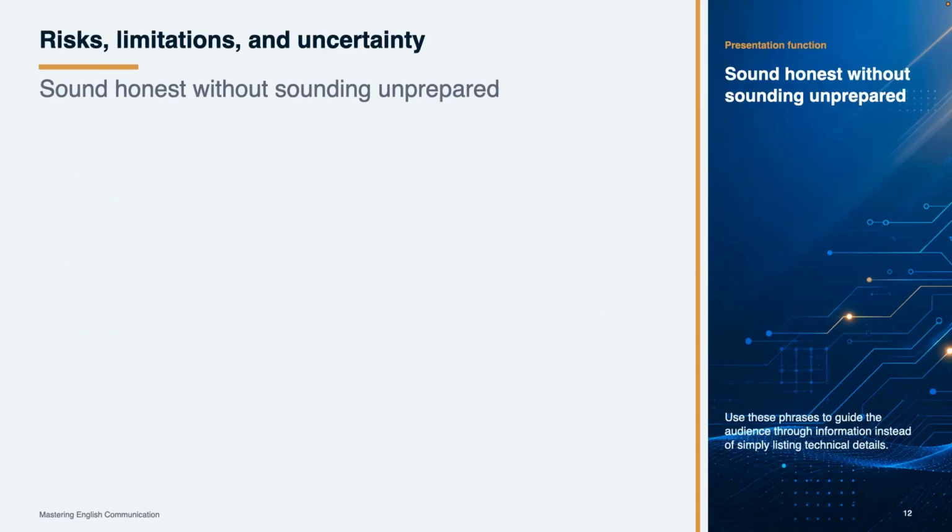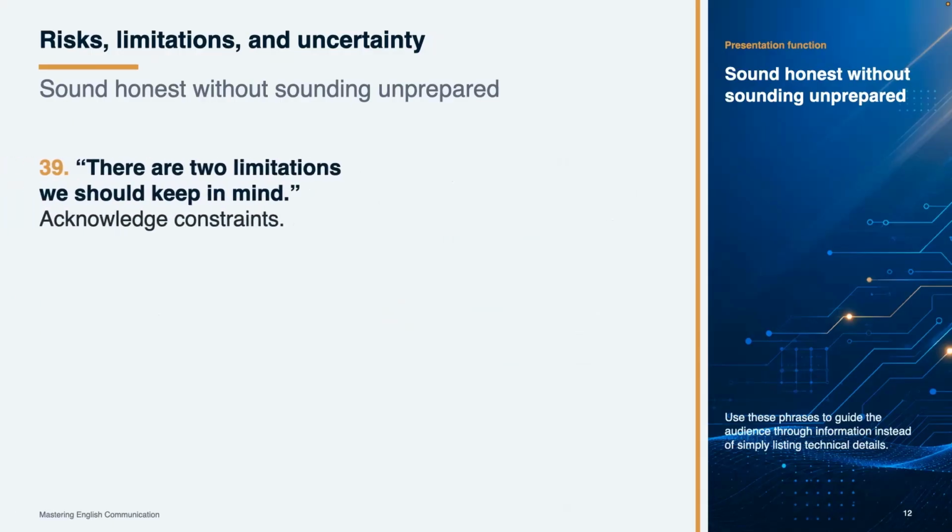Next, we have risks, limitations, and uncertainty. This is where you sound honest without sounding unprepared. There are two limitations we should keep in mind. This is where you acknowledge constraints.